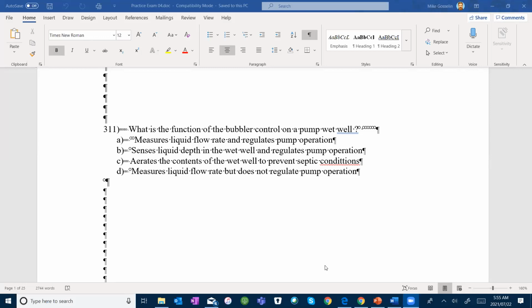It basically works by having an air tube going down; you put air down this tube, and then it bubbles out the end of the tube and goes to the surface. So the back pressure on that airline is what then converts to a level in that tank. So that's how a bubbler system works. In this question, it says measures liquid flow rate and regulates pump operation. So bubbler control measures the level, which then transfers that information and tells you, I want to maintain a level of 2 feet, and so it'll speed the pumps up and down. Okay.